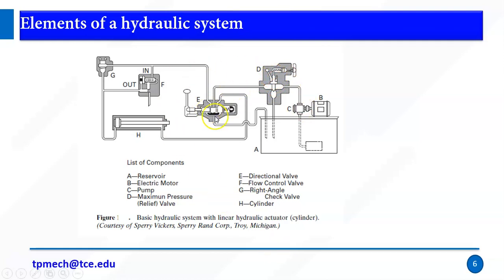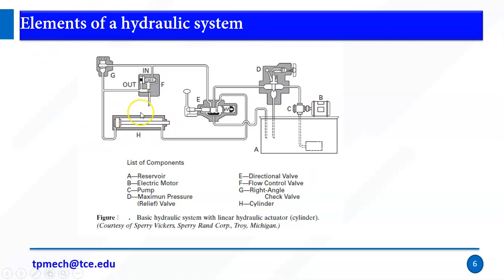The next is a direction control valve, right? It is used to change the direction of flow. Again, we have a flow control valve, and we have a check valve, right? We are going to see what a check valve is. And all the pipelines are finally connected with the cylinders.